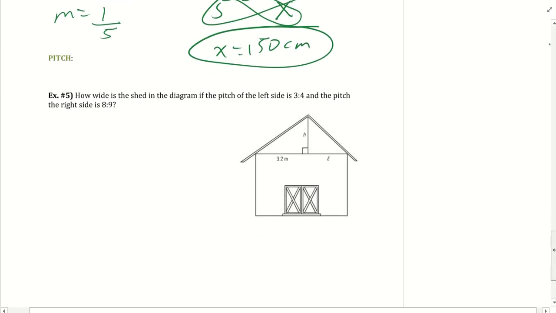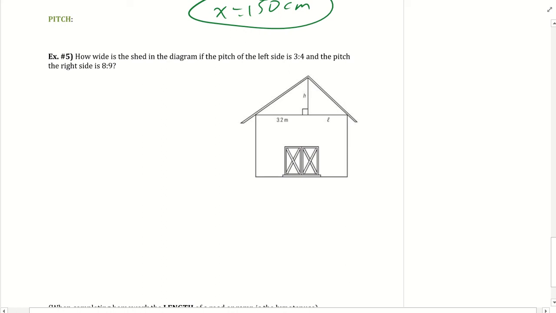All right, hopefully you guys are still with me. Pitch is just another way to explore what steepness or slope is. It's just another way that is sometimes used to explain it. Pitch is the same thing. So when you look at this diagram, how wide is the diagram? The pitch would just be your slope. In this case, m would be 3 over 4.